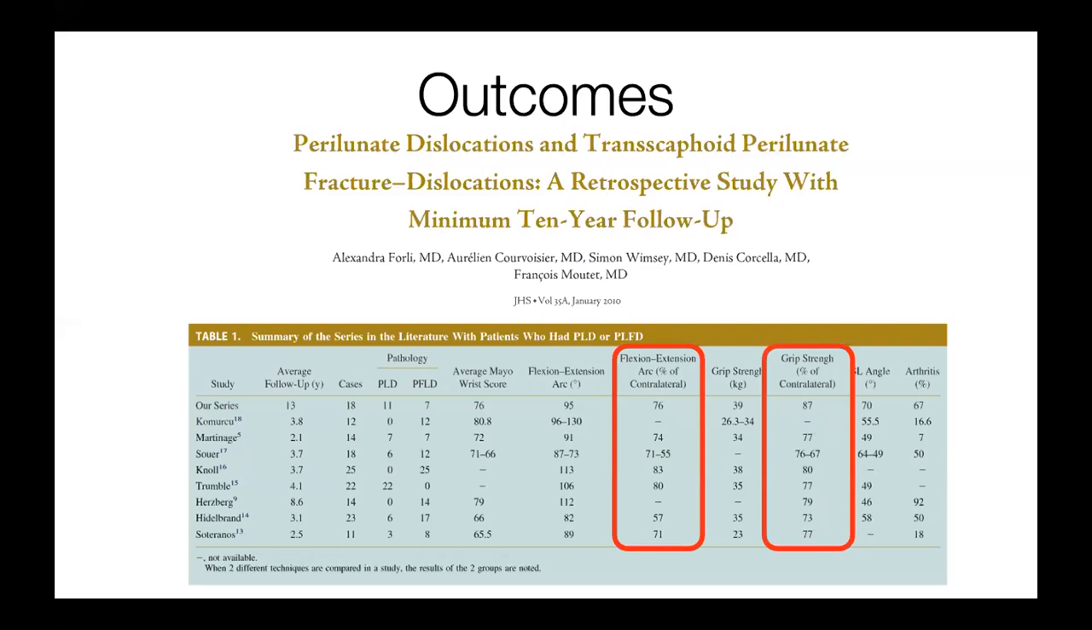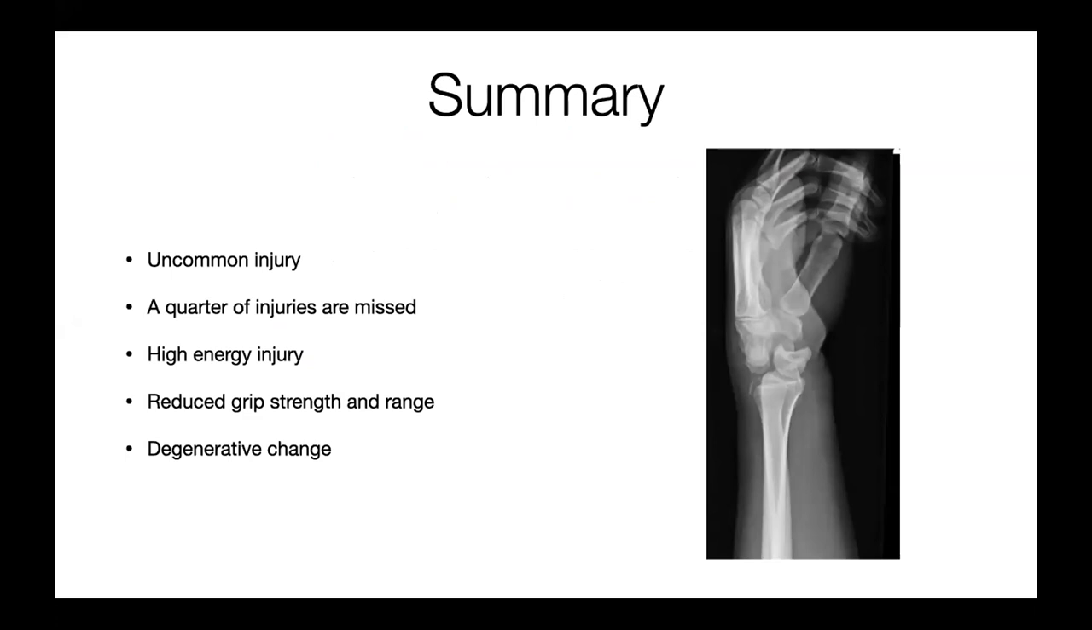So in summary, this is an uncommon injury. 1/4 of them are missed. It's high energy. You have to explain to the patient that they will not get a normal wrist back. And if they're getting 3/4 of range and 3/4 of grip strength, they're doing well, and around 60% get degenerative change.